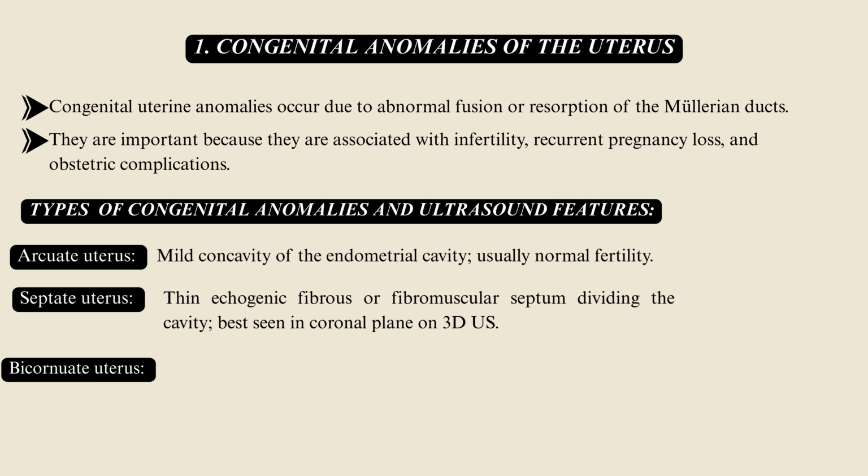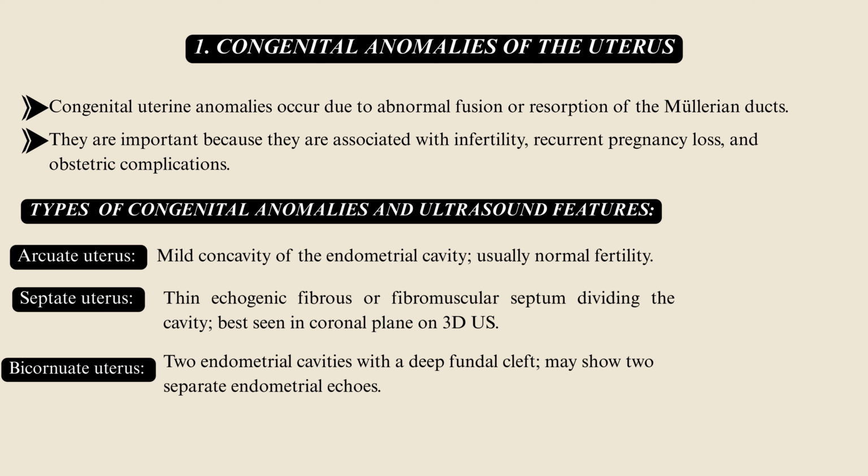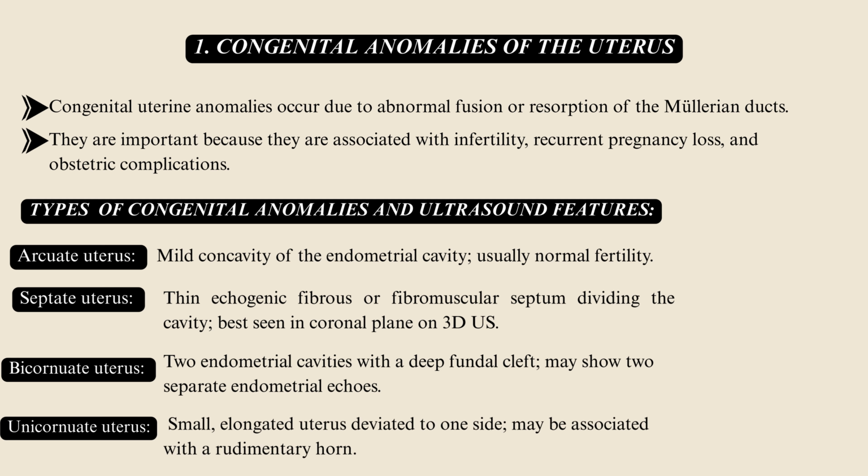Bicornuate uterus, 2 endometrial cavities with a deep fundal cleft, may show 2 separate endometrial echoes. Then is unicornuate uterus, small elongated uterus deviated to one side, may be associated with rudimentary horn. Then is didelphys uterus, in which there are 2 completely separate endometrial cavities and endocervical canals.